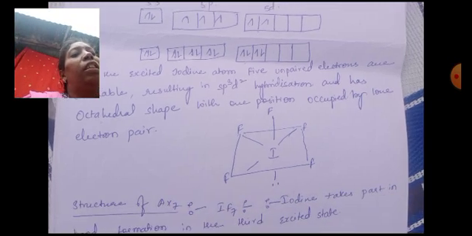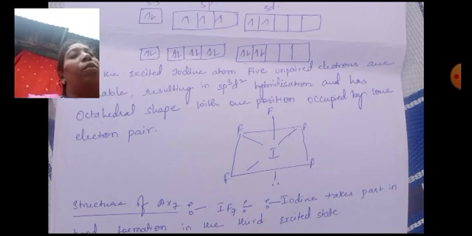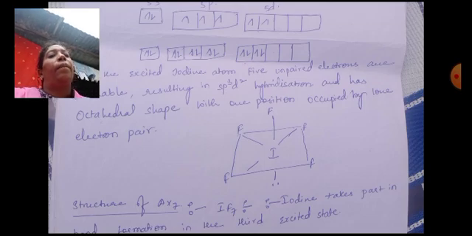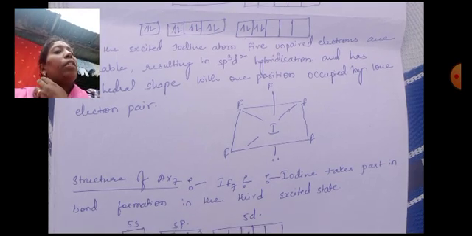So this is octahedral, or you can also call it square pyramidal. It is a square pyramidal. Upside fluorine, down one paired electron is present. This is about the structure.